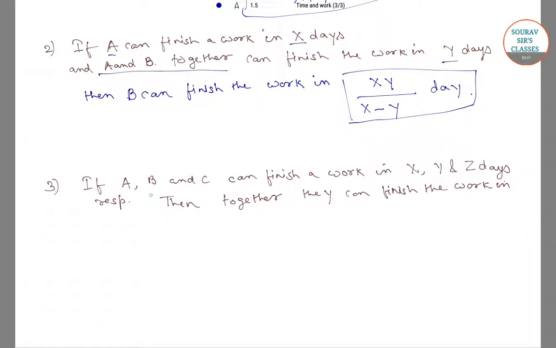Next, if A, B and C are three persons who can finish a piece of work in X, Y and Z days respectively, then together they will finish the work in X into Y into Z divided by XY plus YZ plus XZ days. That is, A, B and C will finish the work together in XYZ divided by XY plus YZ plus XZ days.